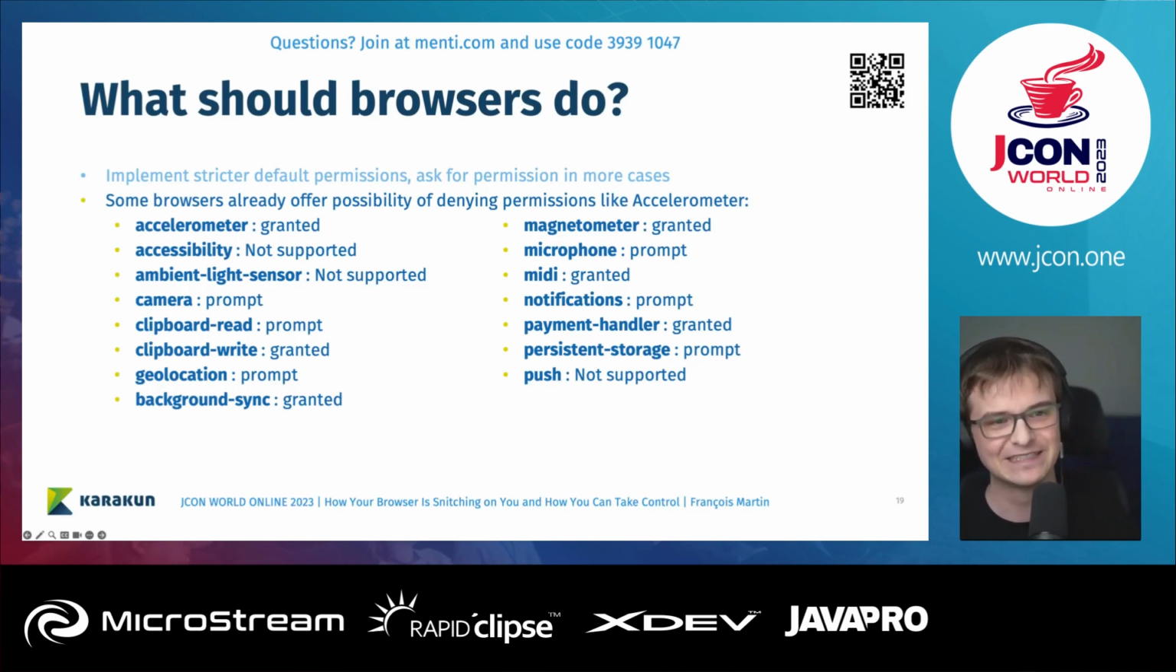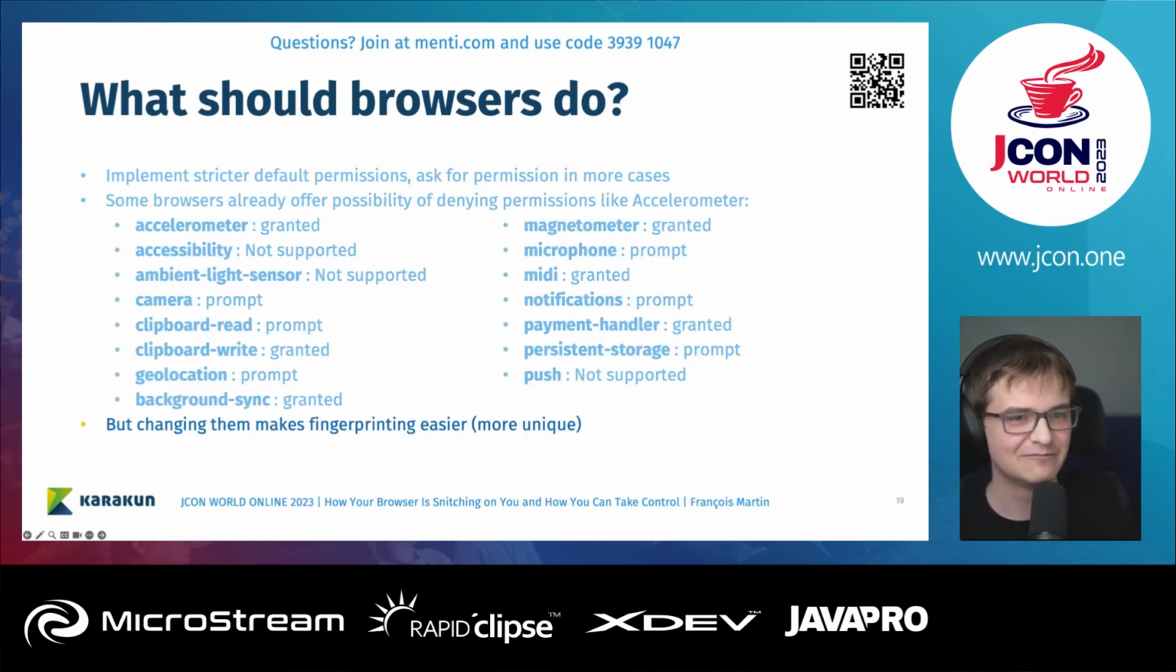But of course, the problem is, as soon as you change something here, like I changed the accelerometer to being blocked or being prompt in this case, as the websites can read what permissions you are exposing, this makes you more unique again and makes fingerprinting easier. So, especially considering that not a lot of websites are using the accelerometer for fingerprinting purposes, probably it is still better to just leave it at the defaults, because you're less likely to be recognized for your fingerprint in this case.